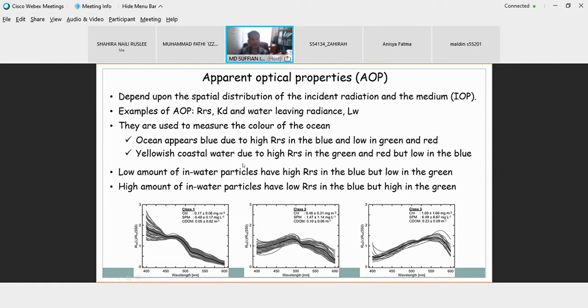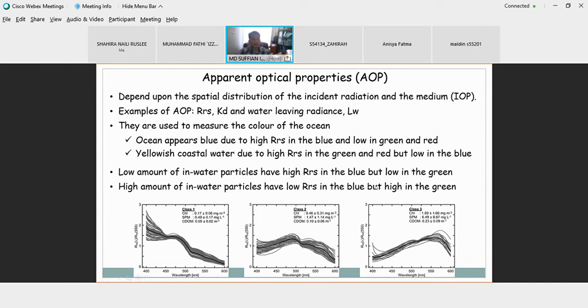Yellowish coastal water is due to high RRS in the green and red, but low in the blue, because in coastal water, particles absorb more blue light, so it will reflect less blue and scatter more green and red. So that's why you nampak coastal area ni lebih yellowish, warna nak ke kuning dan sebagainya because of high reflectance in the green and red, but low in the blue.